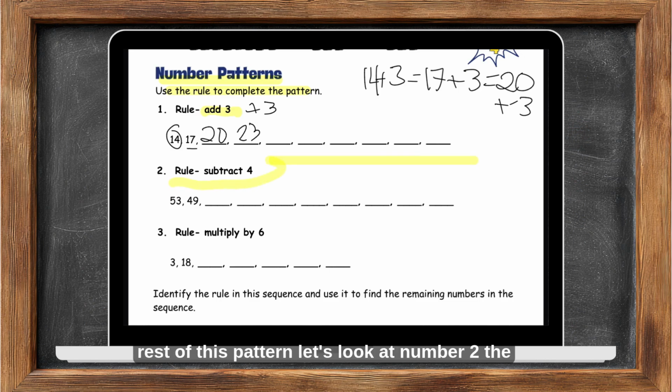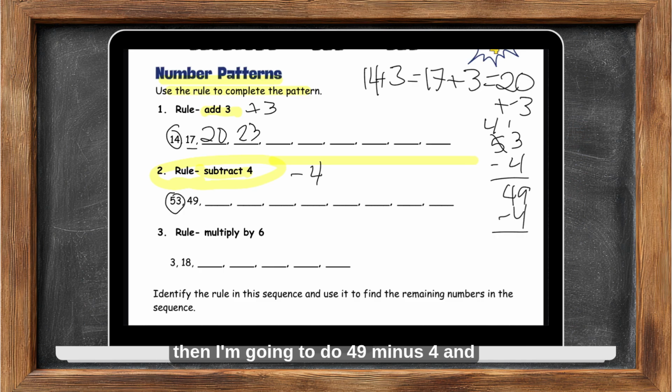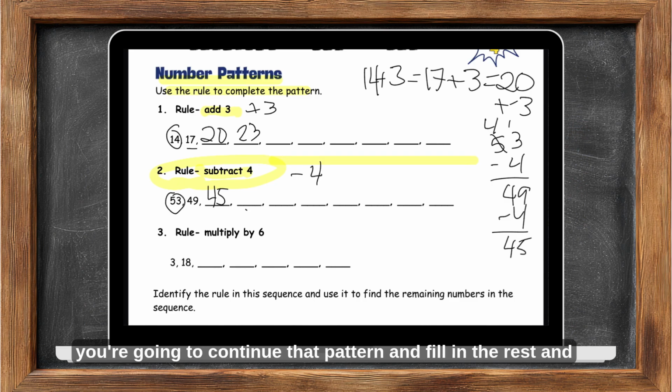Let's look at number 2. The rule is to subtract 4. And that's exactly what we're going to do, minus 4. And so starting with 53, if I did 53 minus 4, I get 49. Okay, you had to borrow: 13 minus 4 is 9. And then I'm going to do 49 minus 4. And 49 minus 4 gives me 45. Okay, so you're going to continue that pattern and fill in the rest.